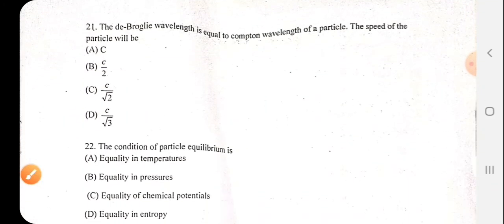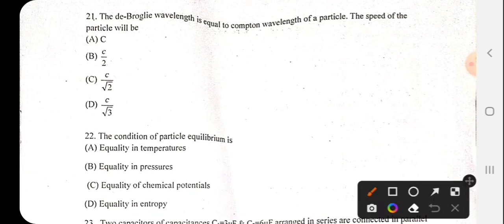Next come to the question number 21. It is given that the de Broglie wavelength is equal to the Compton wavelength of a particle. Simple, what is the de Broglie wavelength?